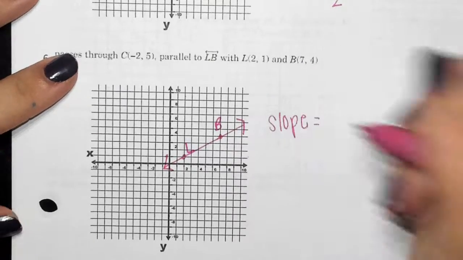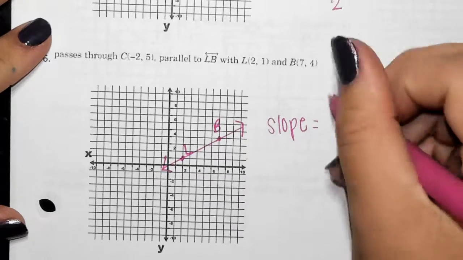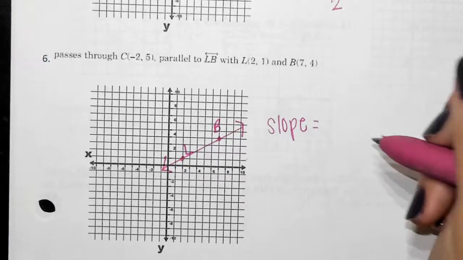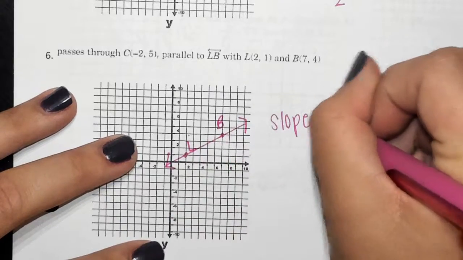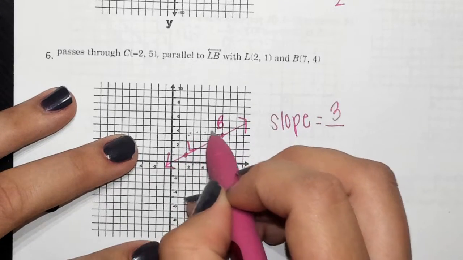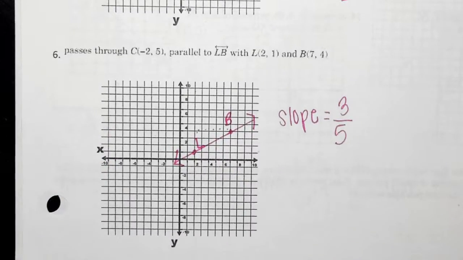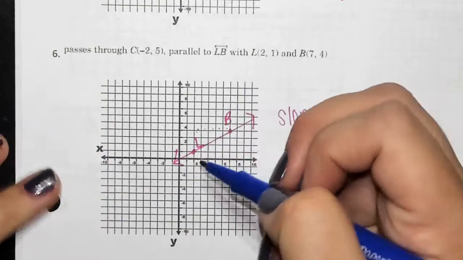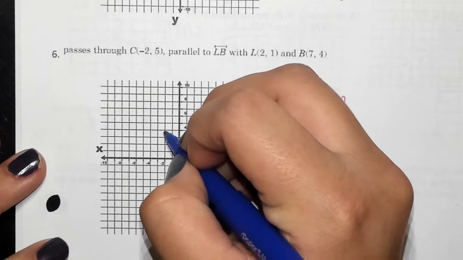What was the slope of line LB? You got what? 3/5. 1, 2, 3. That was your rise. Your run. 1, 2, 3, 4, 5. Yep. So now I'm going to plot point C because that's part of the other line. So I'm going to go negative 2 up 1, 2, 3, 4, 5.